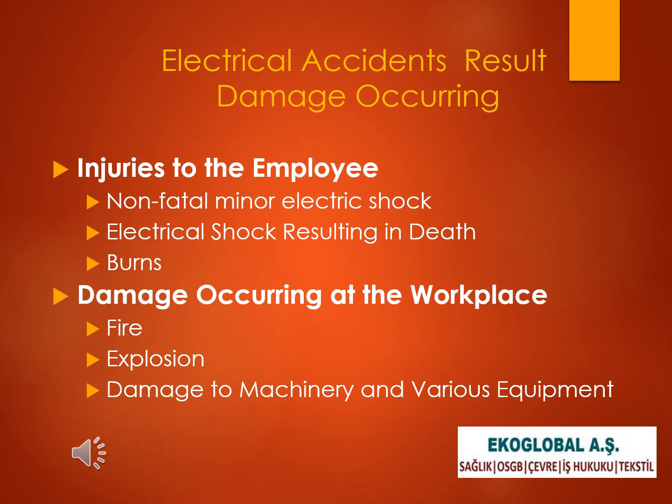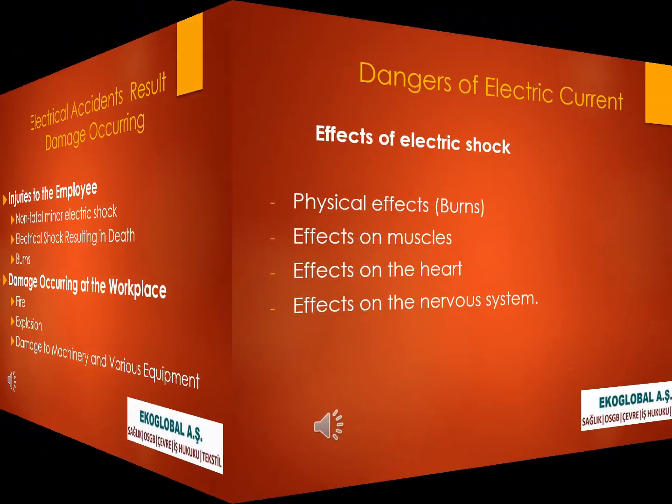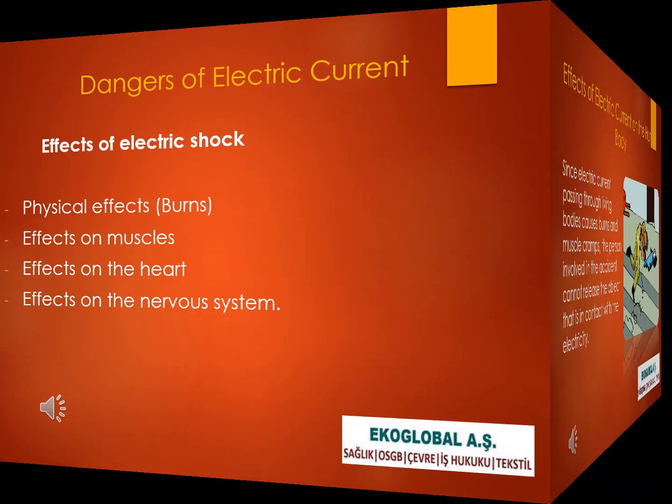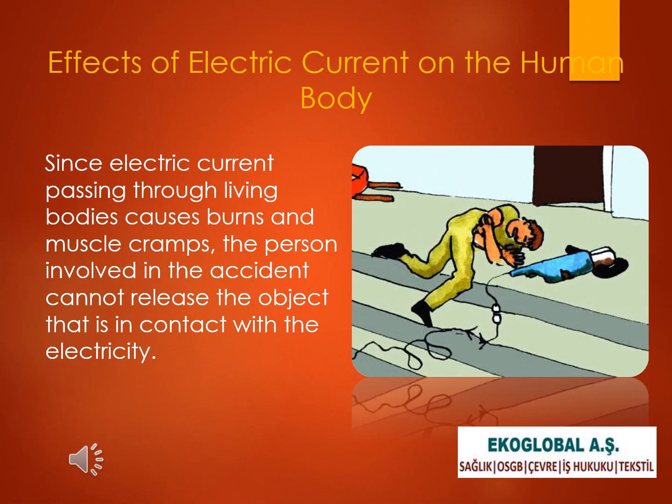Electrical accidents could damage the employee as a non-fatal minor electric shock, electrical shock resulting in death, or burns. Some damages could occur at the workplace as fire, explosion, or damage to machinery and various equipment. Physical effects: burns, effects on muscles, effects on the heart, and effects on the nervous system are the effects of electric shock. Since electric current passing through living bodies causes burns and muscle cramps, the person involved in the accident cannot release the object that is in contact with the electricity.